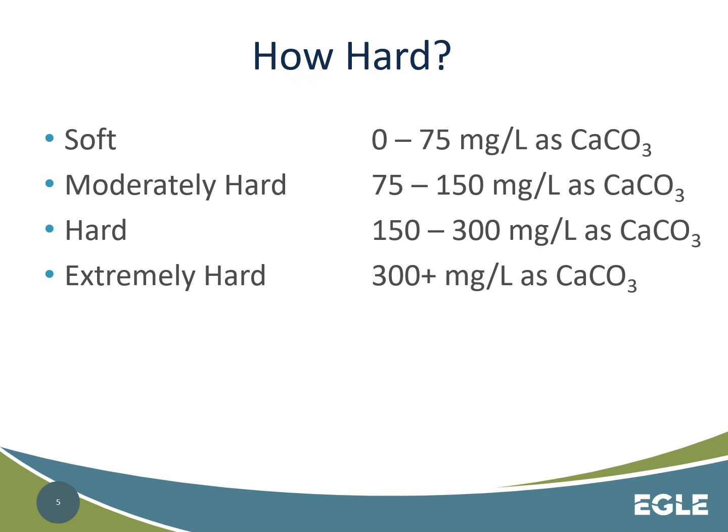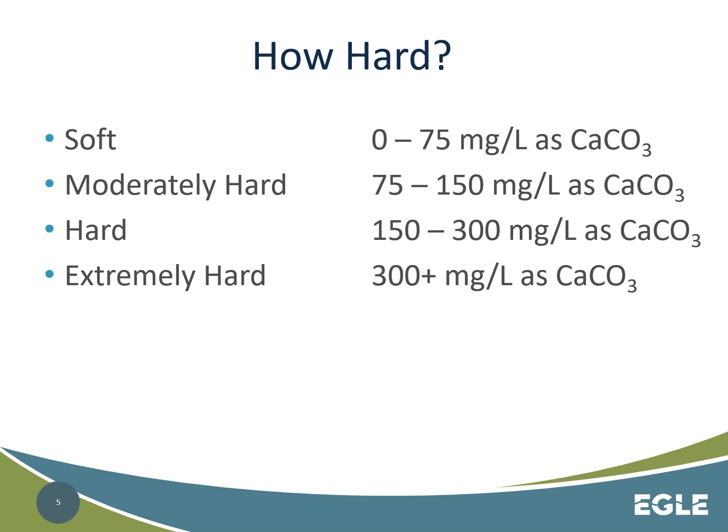When talking about hardness and softening, how do we define what is too hard or too soft? Here is a typical scale. We define water as extremely hard when the concentration is above 300 milligrams per liter. Much of mid-Michigan groundwater is in this range. Most softening plants leave the water moderately hard, between 75 and 150 milligrams per liter.